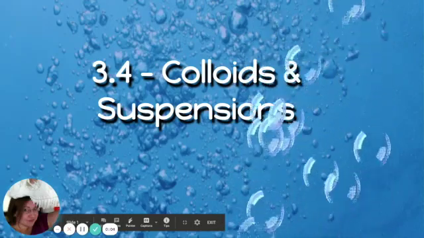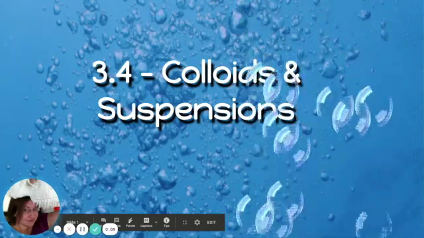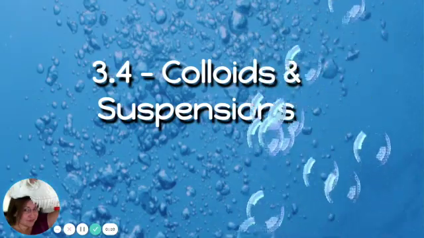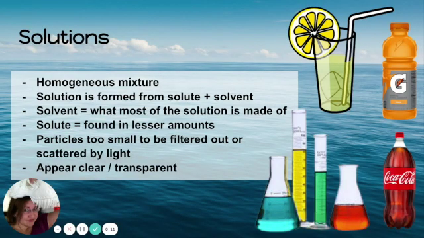In section 3.4, we're going to be talking about colloids and suspensions and comparing those mixtures to solutions. Colloids and suspensions are special types of solutions. So let's recap solutions. When we have a solution, it is a homogeneous mixture. So it's going to be made from the dissolution of a solute into a solvent.